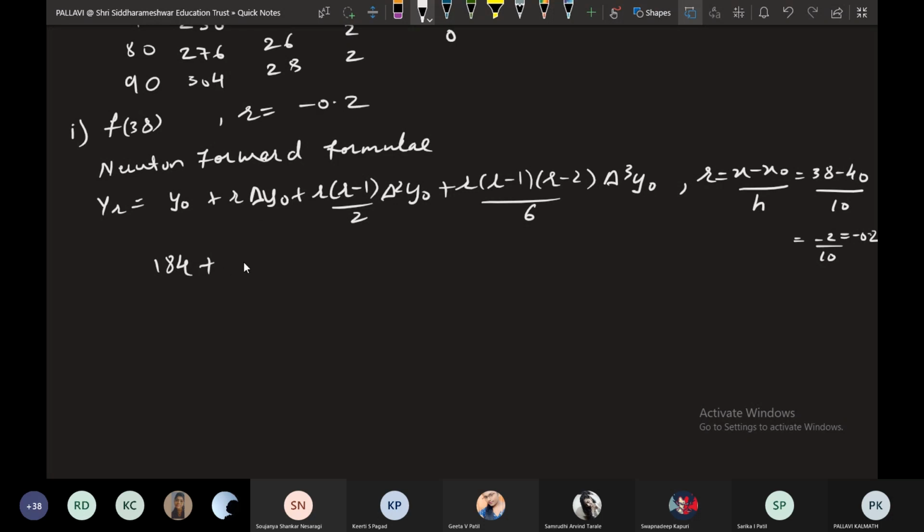So minus 0.2 into the first difference. How much did you get? The table is with you, I guess, because I have to scroll up and down all the while. Please keep all the values with you. What is the first difference? 20. Okay, then r, minus 0.2, minus 1, divided by 2. What is the second difference? 2. Then substitute the next value.